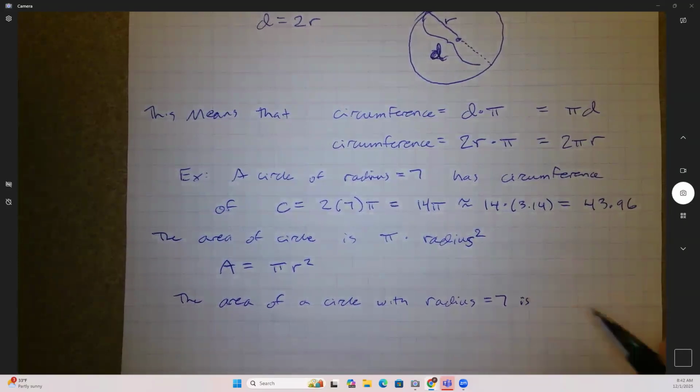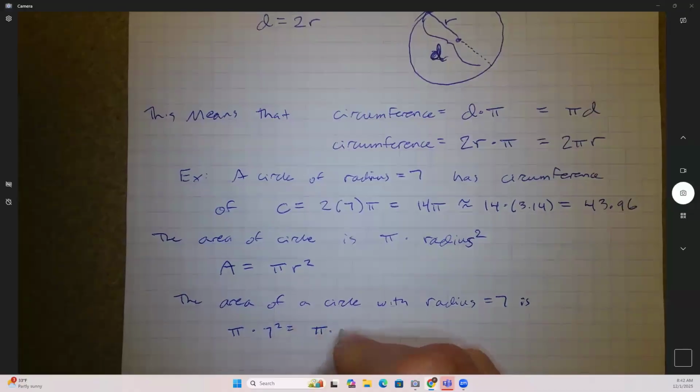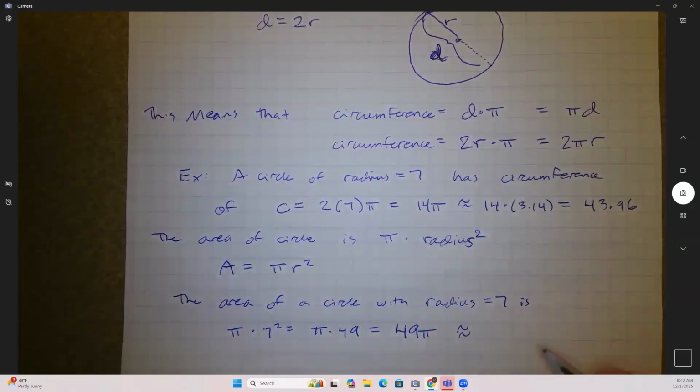So not only can we find the circumference of a circle with radius 7, we can find the area. It's pi times 7 squared, which is pi times 49. If we want our exact answer, we write 49 pi. And because that is hard for humans to see how big that is, it's about 153.86 units squared.